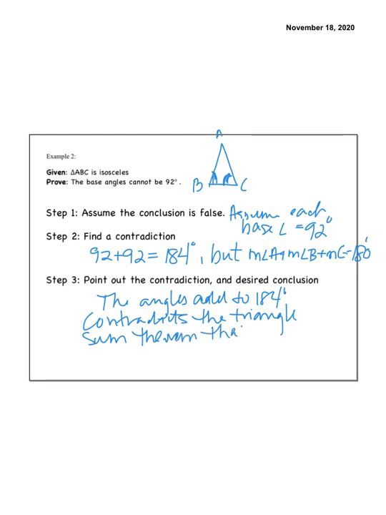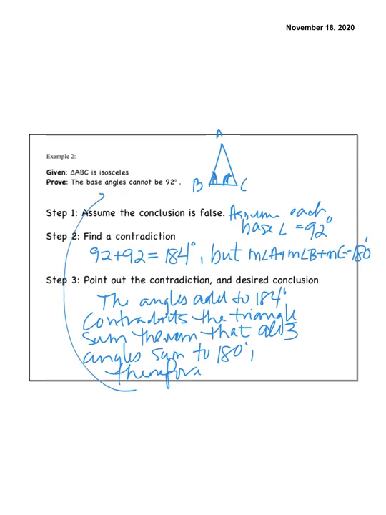That all three angles sum to 180. Therefore, again, so I pointed out my contradiction, and now I state the original, what I was trying to prove. Therefore, the base angles cannot be 92 degrees.